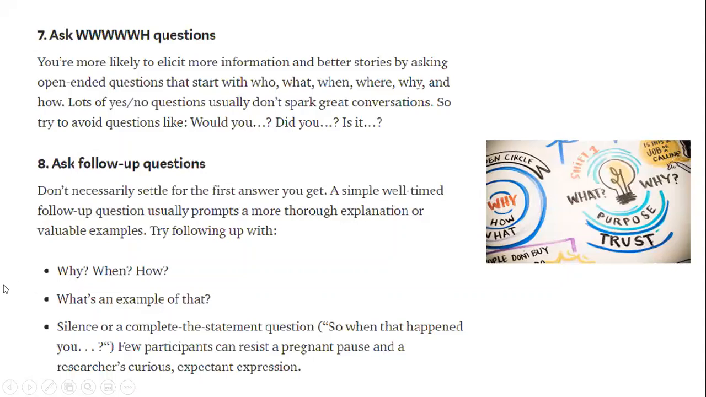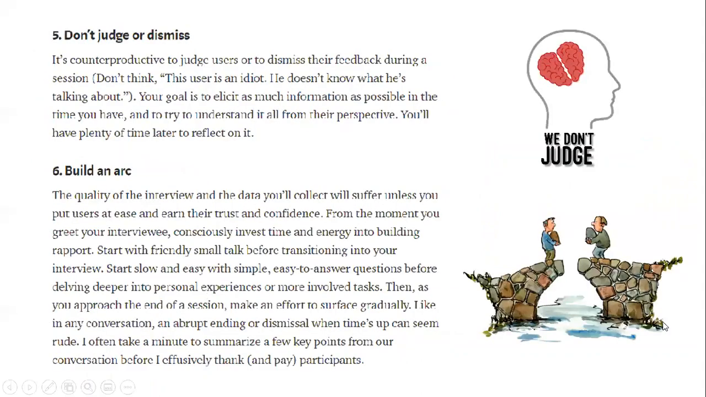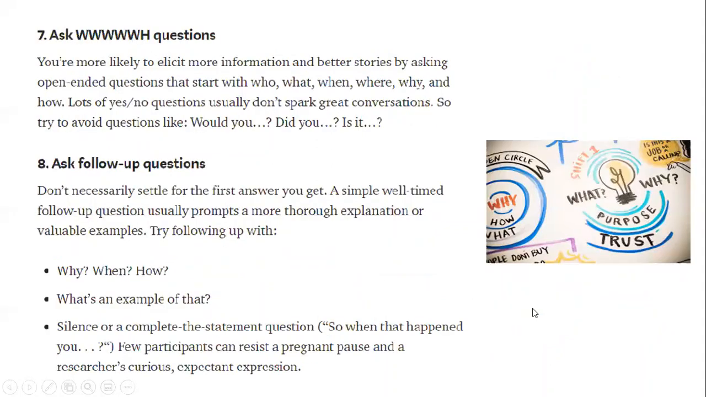You can also use other questions like, what's an example of that? And then remember silence. Here it says silence or a complete statement question. So when that happens, you wait for the other person to answer. You can use that kind of question that the other person can complete, because there is a connection between you. There is an arc during the conversation, so you can connect ideas, and the other person is going to complete.